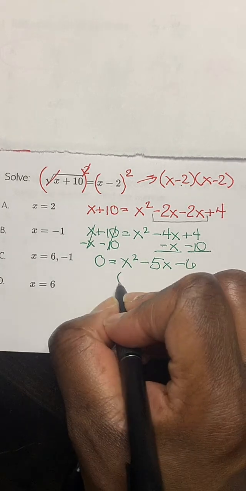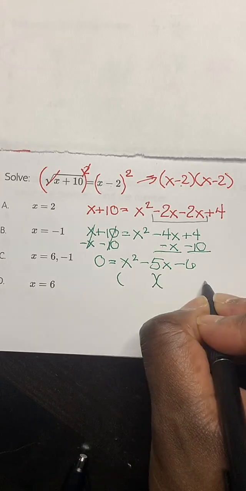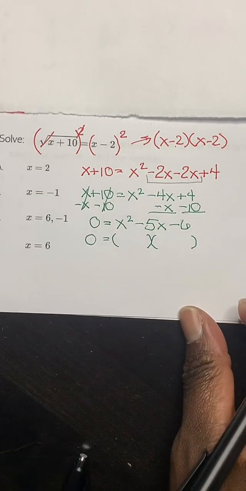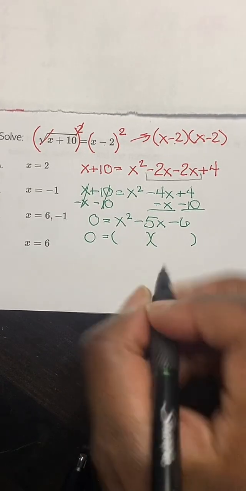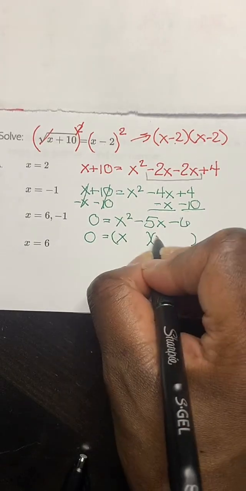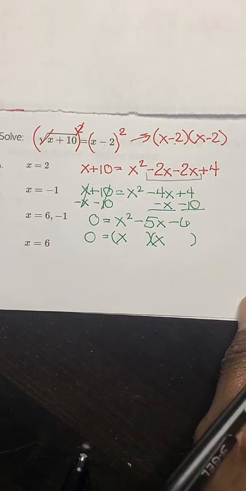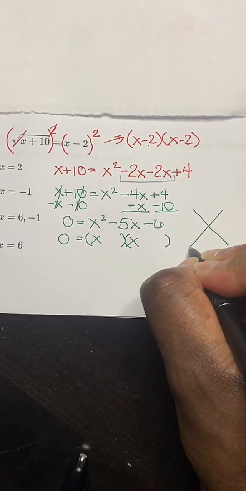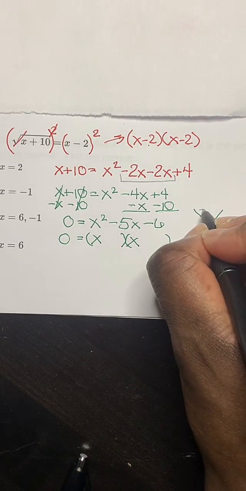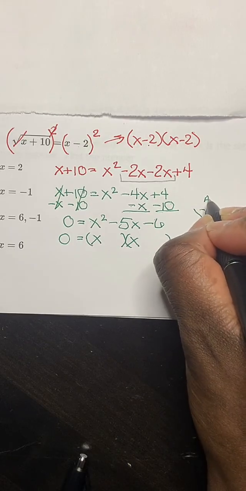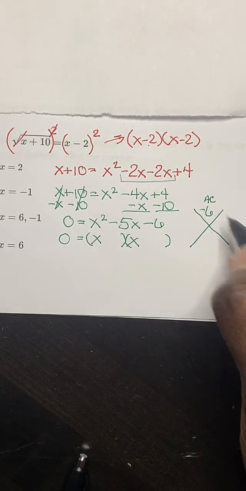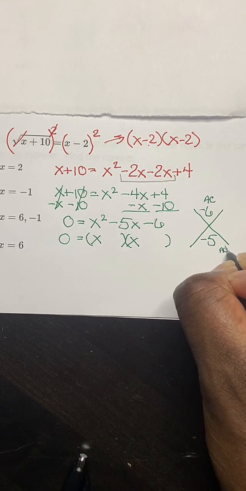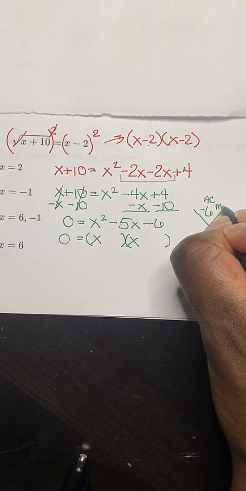So now, let's factor. Okay, so when we factor, we're going to split our x's, and then we're also going to draw our x. So we need to think, what two numbers multiplied together will give me a negative 6, and add together will give me a negative 5.